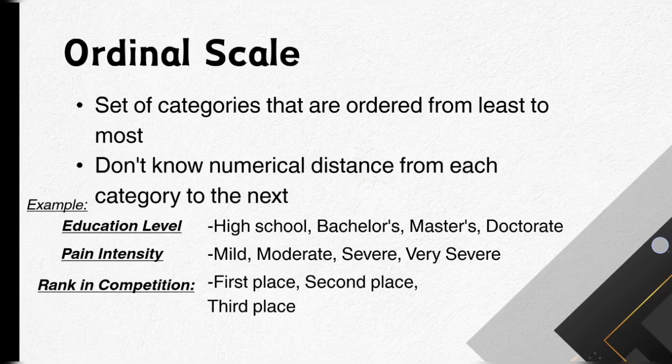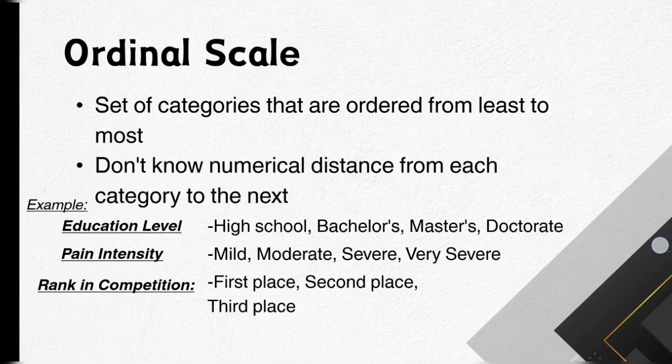Next is the ordinal scale. The ordinal scale is a set of categories that are ordered from least to most, but with no known numerical distance from each category to the next. Example, education level: high school, bachelor's, master's, doctorate. Pain intensity: mild, moderate, severe, very severe. Rank in competition: first place, second place, and third place.